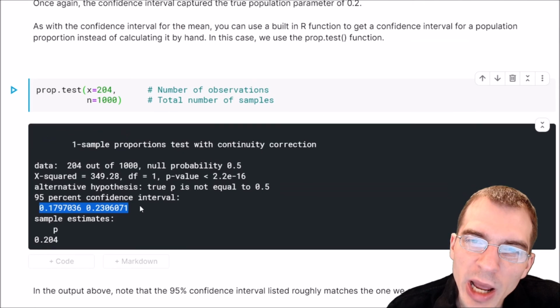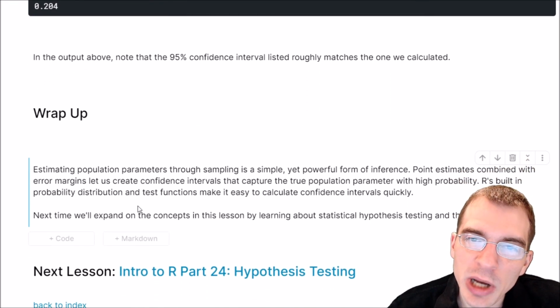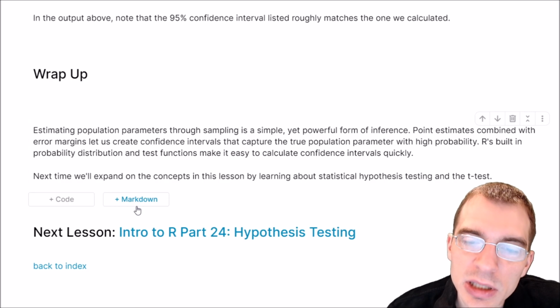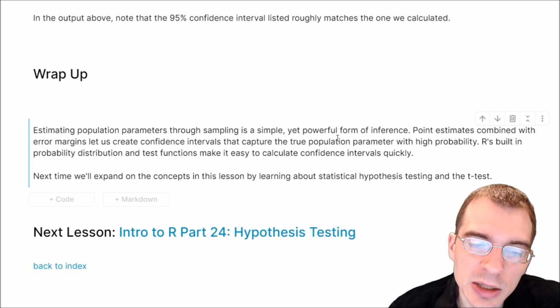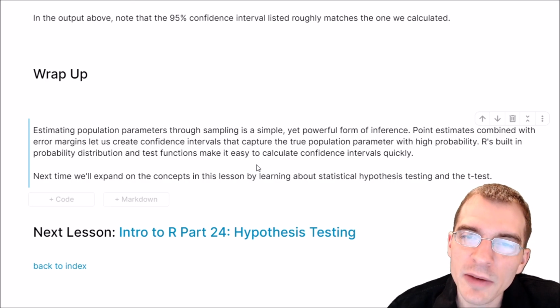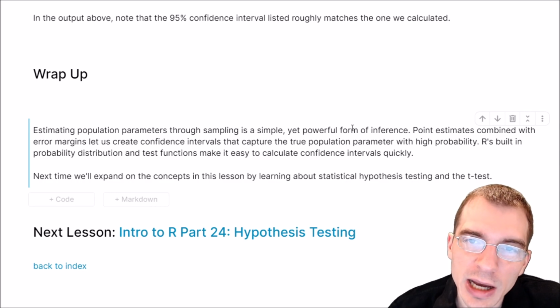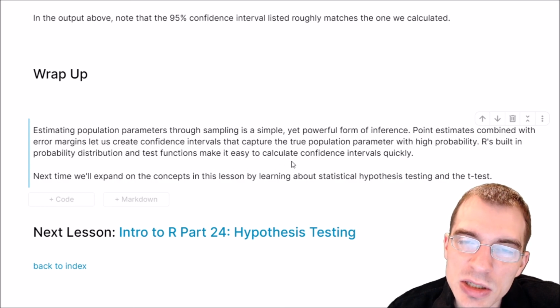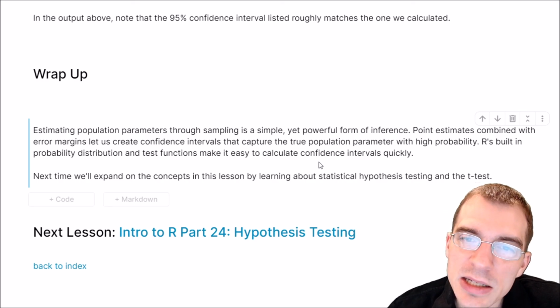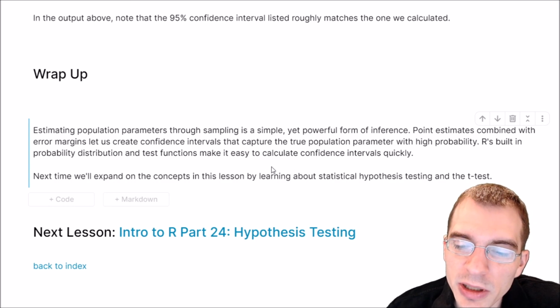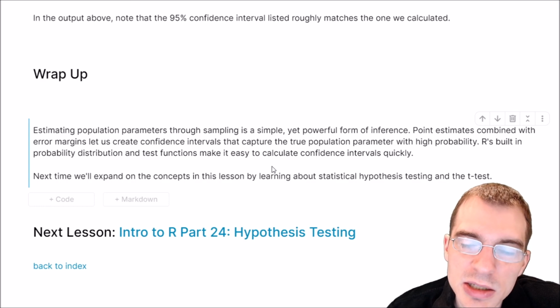So to wrap up with this lesson, estimating population parameters through sampling is a simple yet powerful form of inference. Point estimates combined with margins of error let us create confidence intervals that can capture the true population parameter with high probability. R's built-in probability distribution and testing functions make it easy to calculate confidence intervals quickly. Now, in the next lesson, we're going to expand on the concepts we learned in this lesson by learning about statistical hypothesis tests and the t-test.